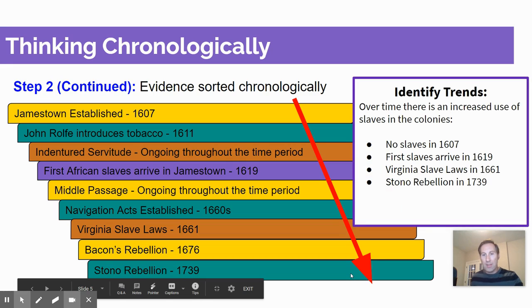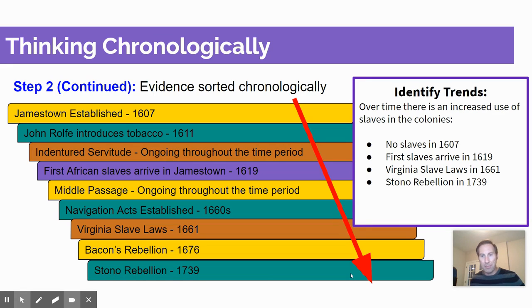Now, once I know what the general order is, once I've laid out the time period, I'm going to look from beginning to end for specific trends, bigger trends in terms of what's changing, what's staying the same. Now, our prompt focuses on changes, so that's what I'm going to really focus on when I'm looking at this. But over time, I see a number of things looking at this list that are happening. For example, there's clearly some major changes in terms of the use of slavery within the colonies.